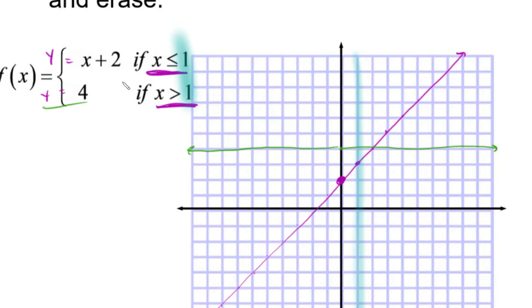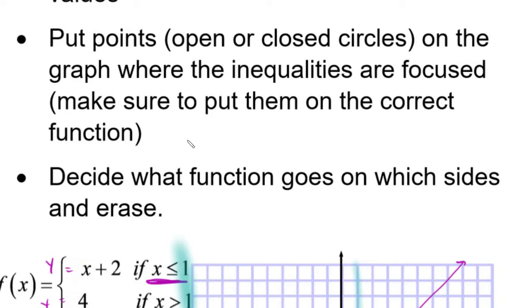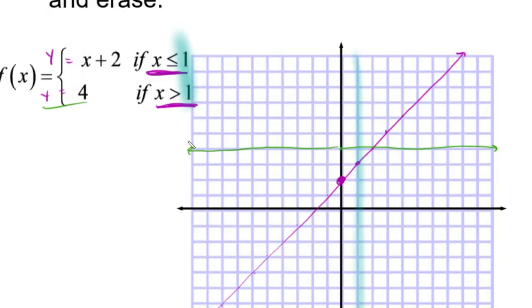Remember, this piecewise function states that the graph only looks like the purple piece if x is less than or equal to 1. And then it looks like the green piece if it's greater than 1. So here's where the next step comes in. Put points, open or closed circles, on the graph where the inequalities are focused. Make sure to put them in the correct function. So here, we have to consider what is going on at x equals 1. Is it this function or this one here? And I know that this is all one function, but if you were to separate them.